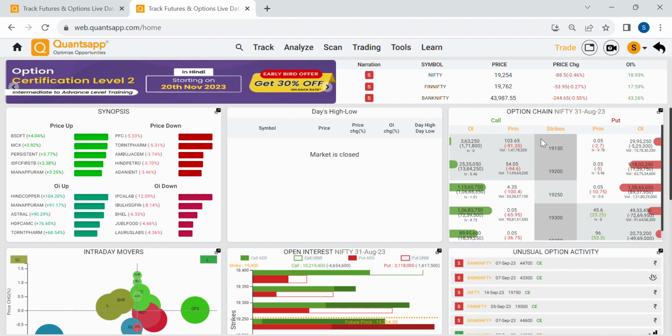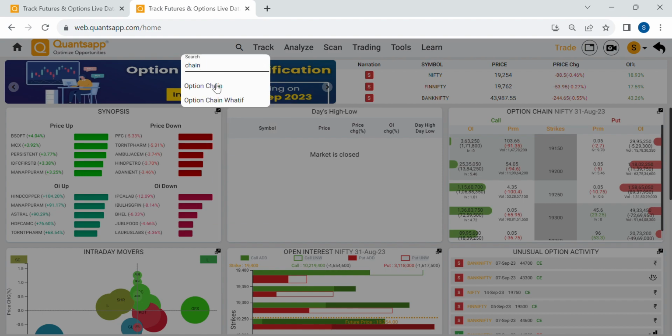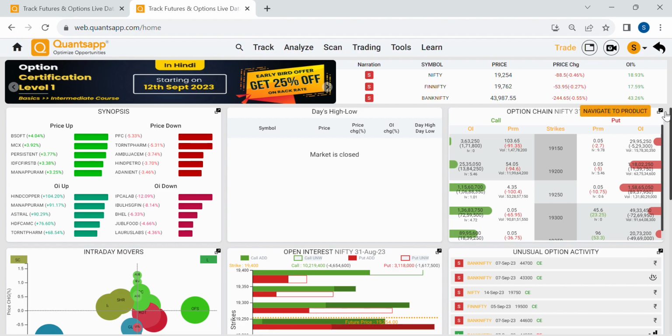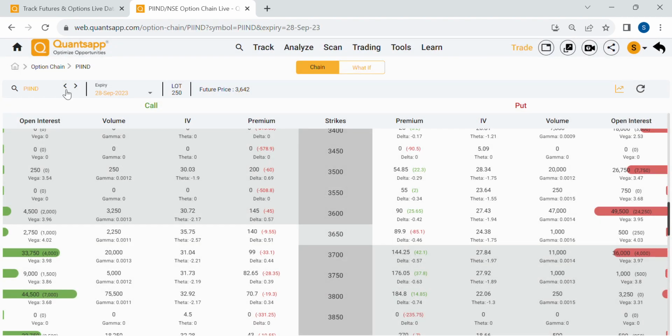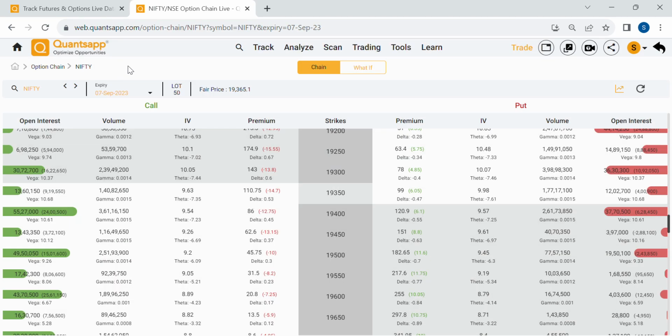So let's start. To open the option chain, we can use the search panel straight away and just search for chain, or else you can directly open it from the home screen from here itself. Now search for your desired instrument, let's say Nifty, and let me select the next expiry because the August expiry is concluded. So this is the 7th September expiry for Nifty.